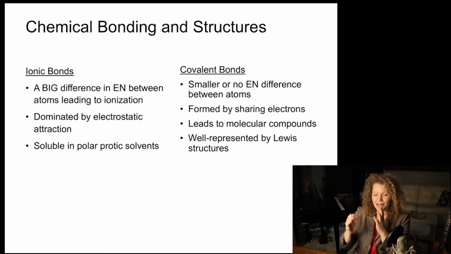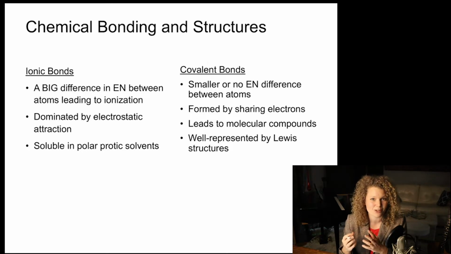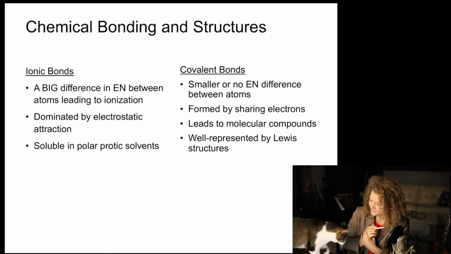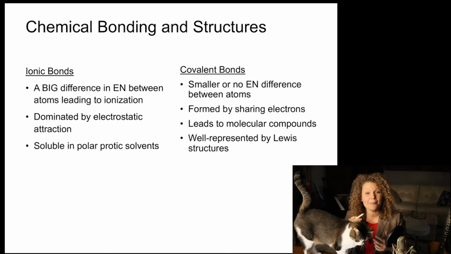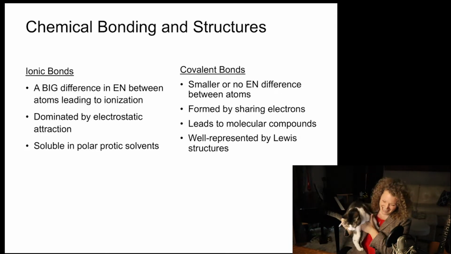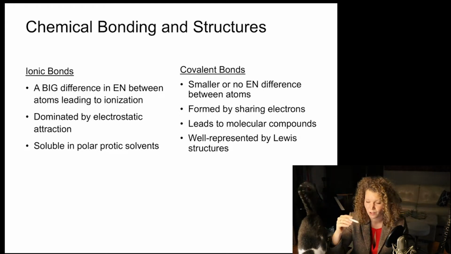We have ionic bonds and covalent bonds. Now, ionic bonds are ones where the electrons are not shared between the two atoms. And these have a huge difference in electronegativity. They're dominated by electrostatic attraction. They're also soluble in polar protic solvents like water.